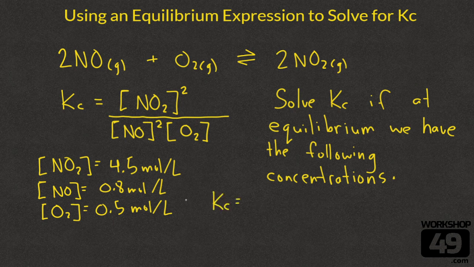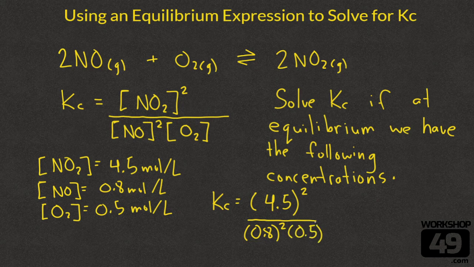Kc is going to equal, we fill in our concentrations into the equation. The concentration of NO2 is 4.5. I can use parentheses now because at this point we're working with numbers. These square brackets literally mean that it's the concentration of NO2. As soon as I use 4.5, I can just use parentheses. Still has to be squared though. Don't forget that. All over the concentration of the NO, which is 0.8, and that has to be squared, and the concentration of the O2, which was 0.5.